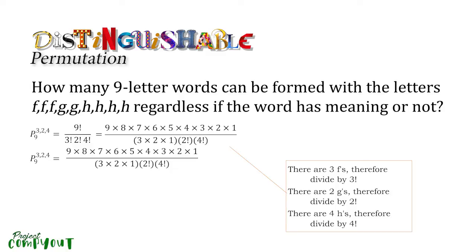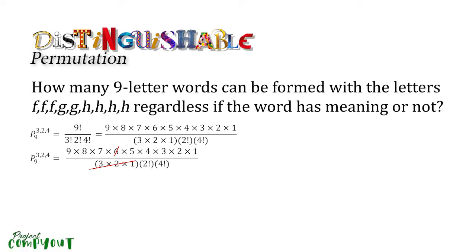Evaluating further, we can notice that we can cancel out 4 times 3 times 2 times 1. You can also cancel out 6 in the numerator because 6 is equal to 3 times 2 times 1. And so we have 9 times 8 times 7 times 5 divided by 2 times 1, and it is equal to 1260. Therefore, there are 1260 permutations from the 9 letters.